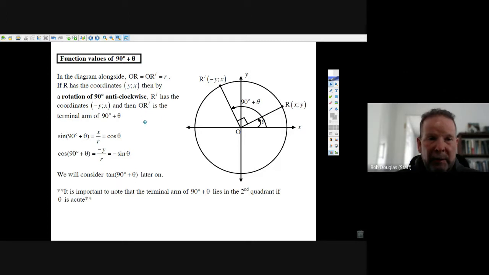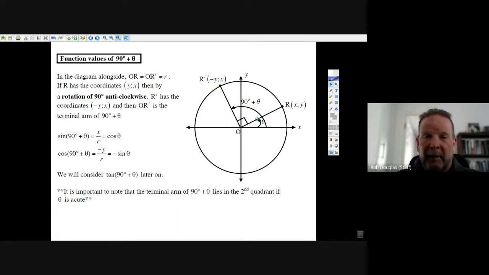And what you're supposed to do is, if it's got the coordinates of x and y here, if you want to rotate it, you switch the x and the y, but you make the y negative. It's a rule that works. You can almost see it here.